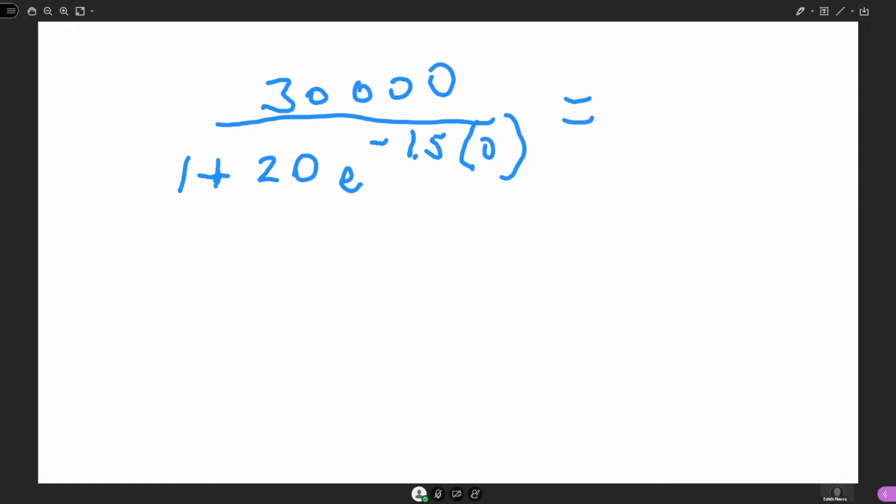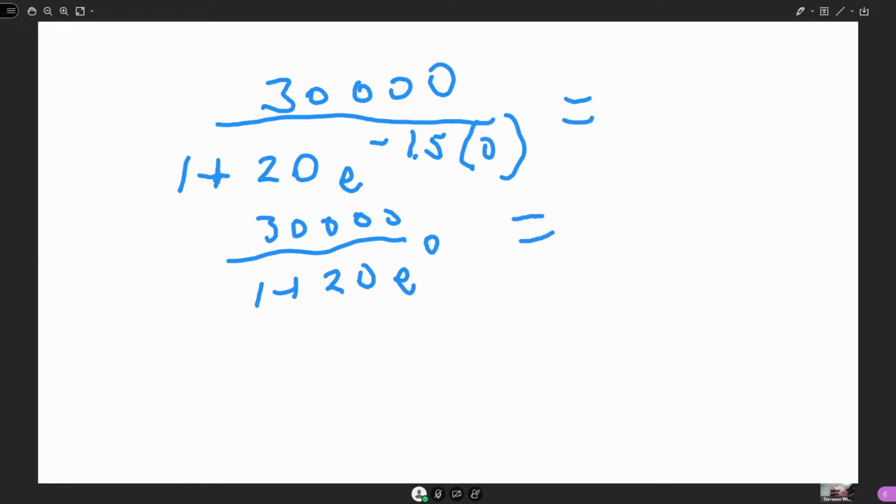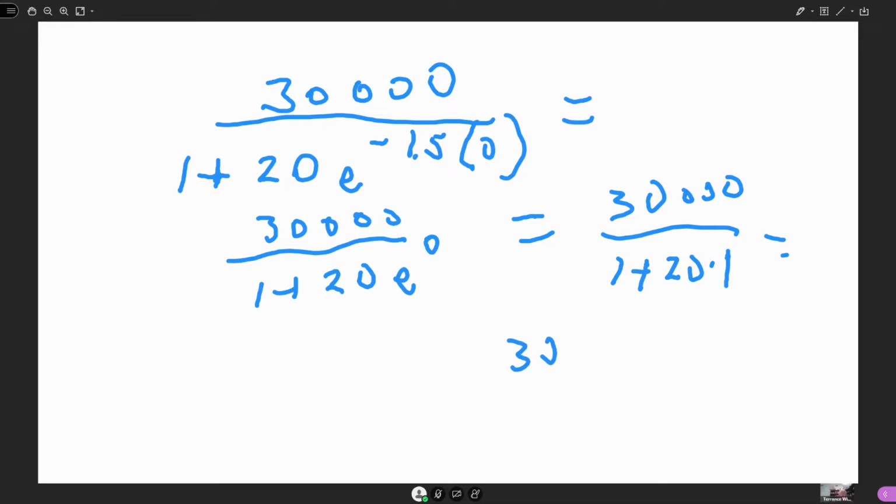0. Okay, so the next line would be 30,000 over 1 plus 20e to the 0 power. What is e to the 0 power? 1. It is 1. Anything to the 0 power is 1. Doesn't matter. It's an elephant, it's 1. So now I have 30,000 over 1 plus 20 times 1. So that's 30,000 over what?